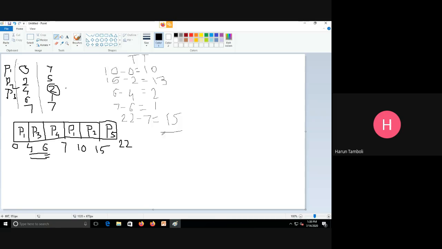So do the addition. What is the addition? 41. Yes, it is 41. Divided by 5, you will get the average turnaround time, that is 8.2. Okay. Now go for the waiting time.